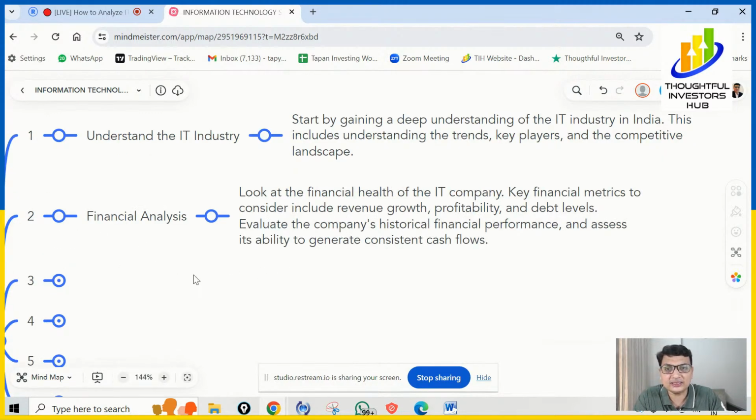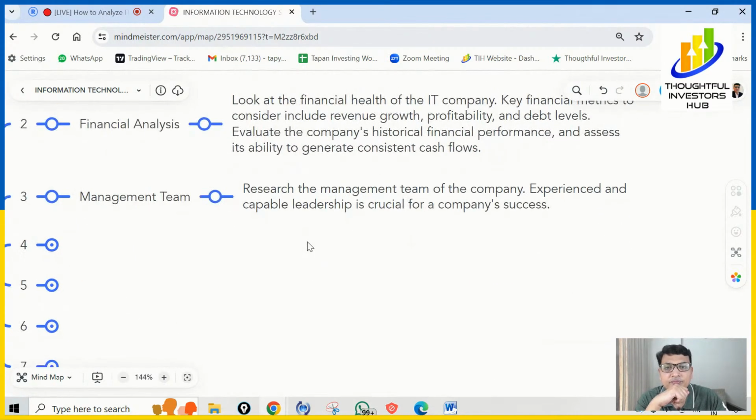Then comes the financial analysis. Look at the financial health of an IT company, including revenue growth, profitability, and debt levels. I'm going to show you this through screener.in, and also the main ratios you have to keep in mind. Evaluate the company's historical financial performance and its ability to generate consistent cash flow. Then the management team. Research the management team of a company. Experienced and capable leadership is crucial for the company's success. So how is the management doing, how are they taking the company forward, what is the future guidance? You have to assess everything here.